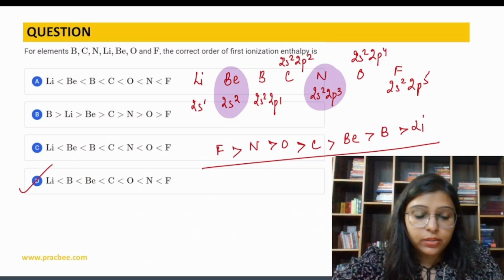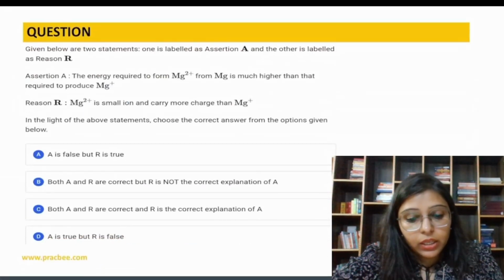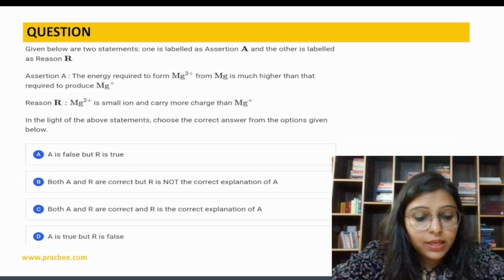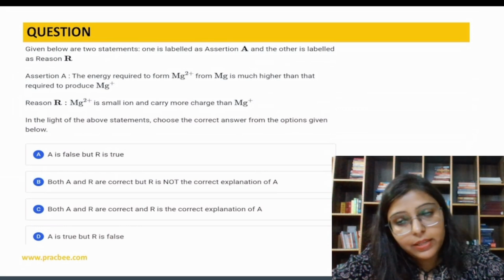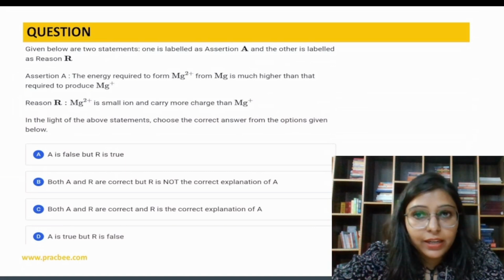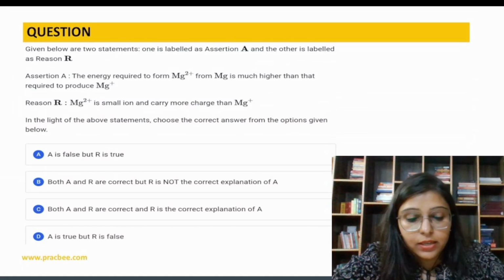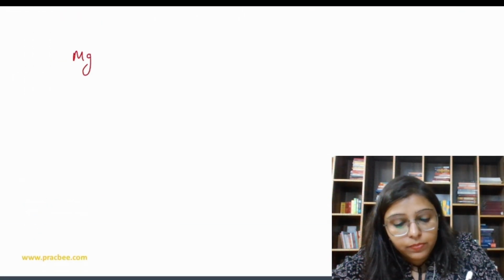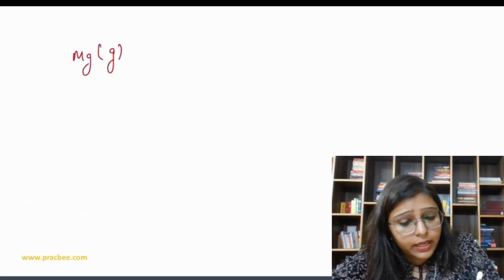Okay, now let's do the next question. Given below are two statements. One is labeled as assertion A and the other is labeled as reason R. Assertion A: the energy required to form Mg2+ from Mg is much higher than that required to produce Mg+. Yes, it's true. Like Mg in gaseous state, right?